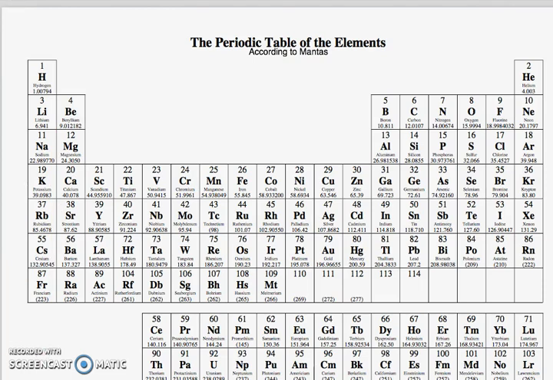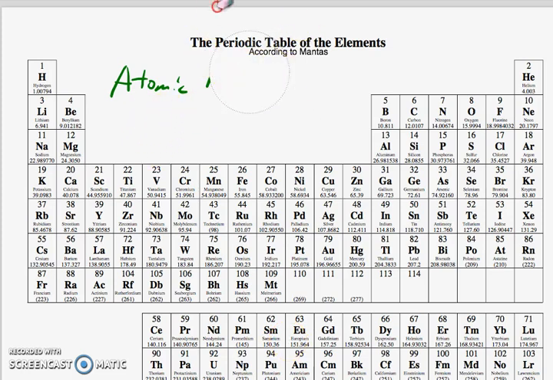Now, most books don't even talk about an attraction trend. They just talk about what's coming up next, which was the atomic size or atomic radius. And I like to do this whole attraction trend because that means that you're going to figure out what this is.